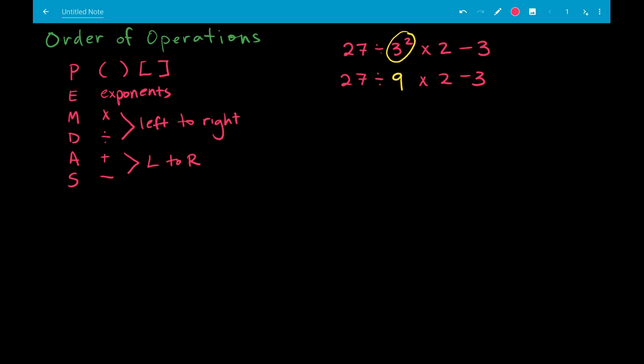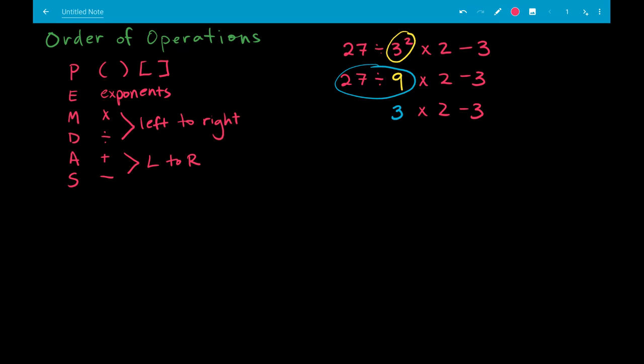I have multiplication and division, so I need to go left to right. Start at the very beginning of the expression and go to the right. So what comes first is division. I have 27 divided by 9. That's the first thing I'll need to do before I multiply. So 27 divided by 9 is 3. So now I have 3 times 2 minus 3.